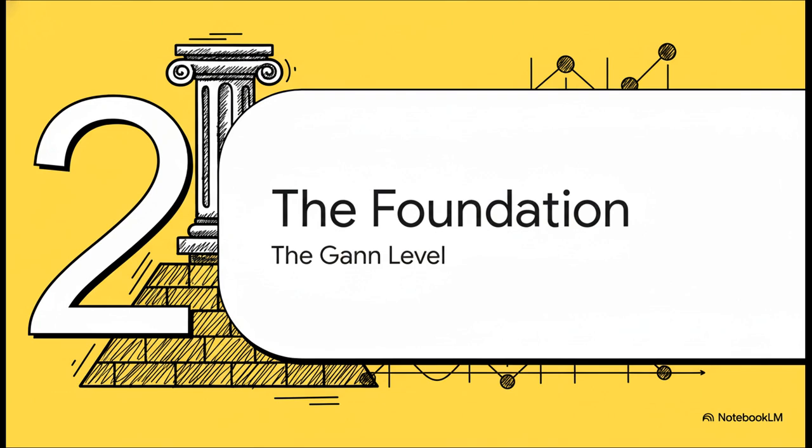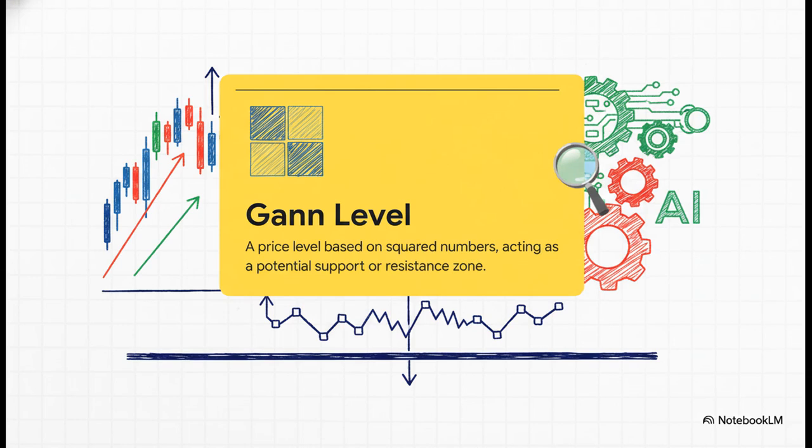Okay, so first things first. The most crucial ingredient in our entire recipe is something called the Gann level. Literally everything else this system does is built right on top of this. Before it even thinks about anything else, the indicator's first job is to find this one key price level. So what is a Gann level?